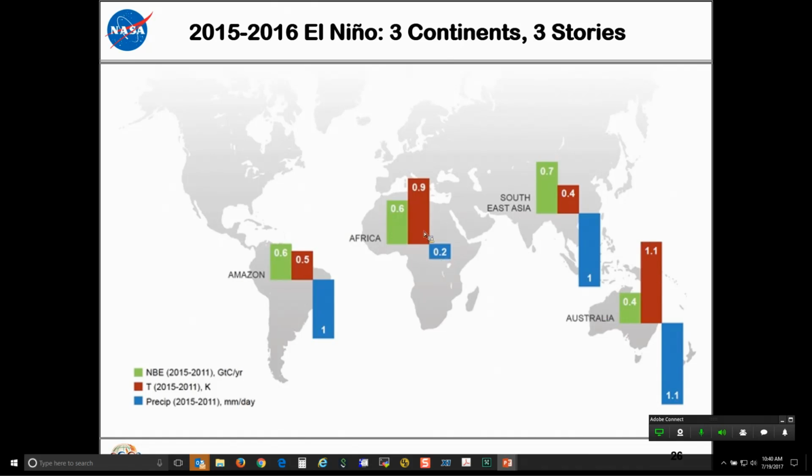Over Africa, we had near normal precipitation, but ultra high temperatures, and that basically caused the biosphere respiration to exceed the photosynthesis. So the biosphere there was trying to take up CO2, but respiration outran the photosynthesis, leading to a large enhancement.